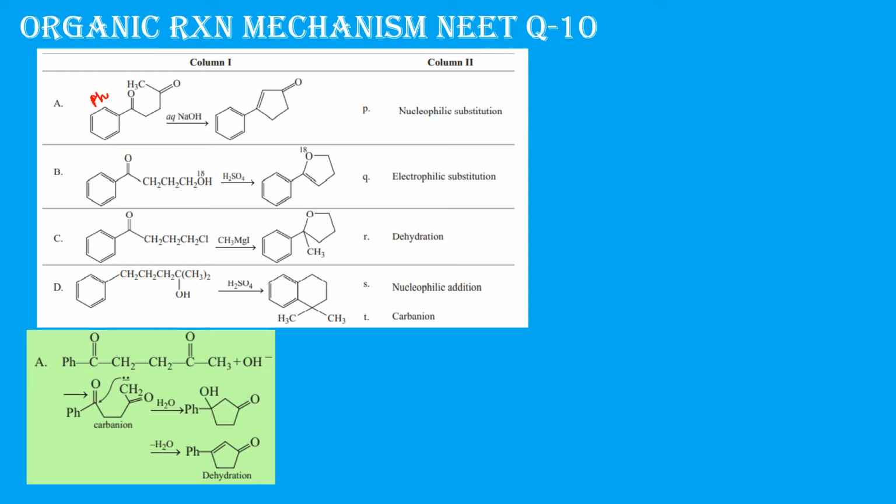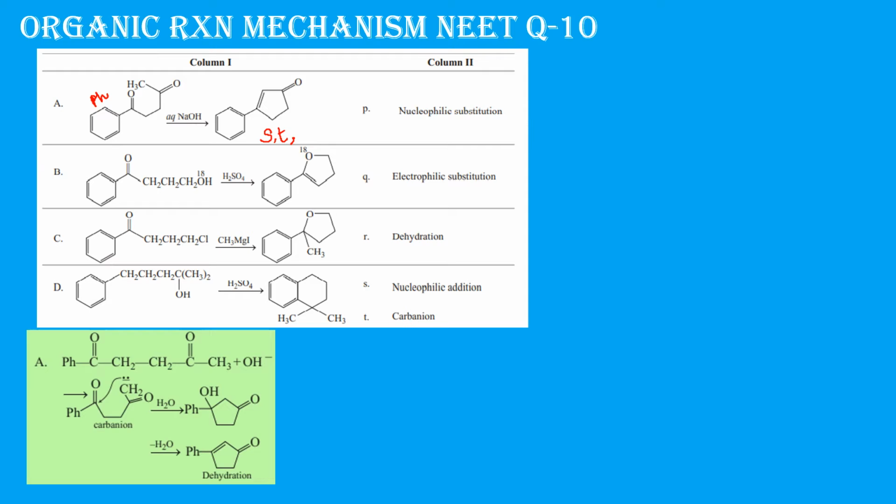If you add a base, it will abstract this proton and form a carbanion. This is the carbanion. If a carbanion forms, then T is there in this case. And before that, this is a nucleophile. The nucleophile is adding to that. Nucleophilic addition is also there here. So S and T are there. So far we find out these two.